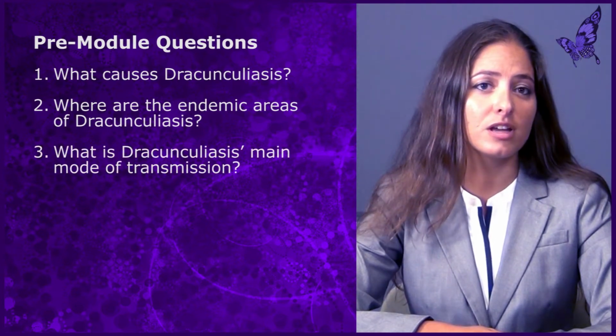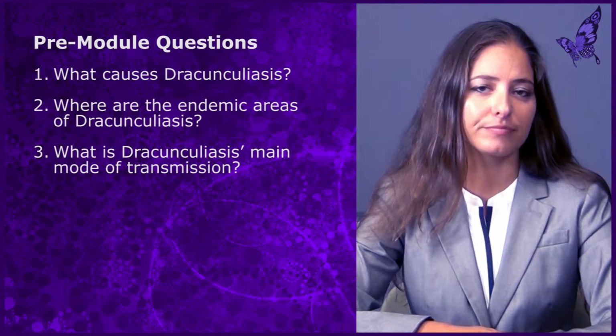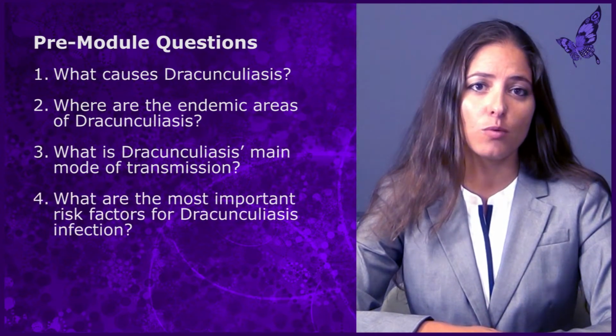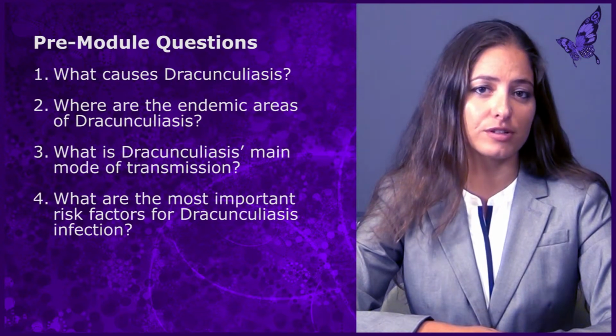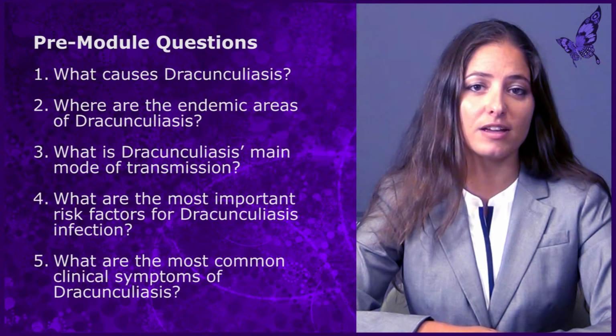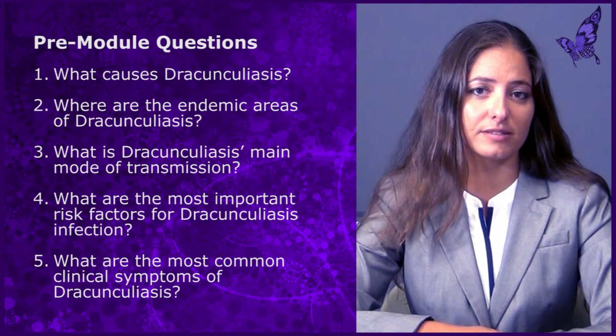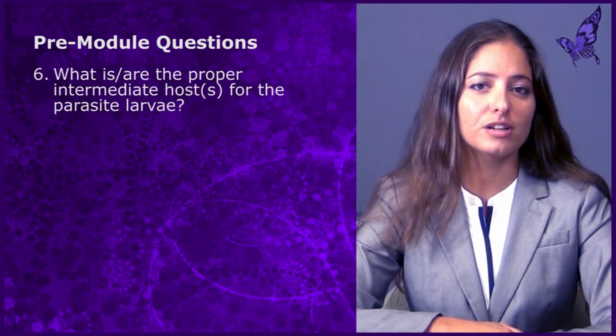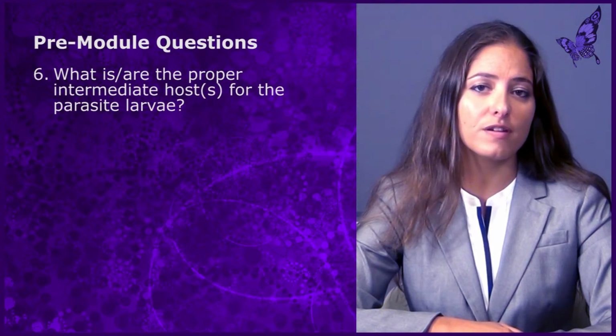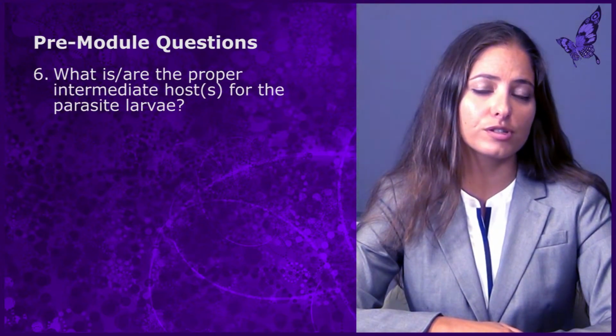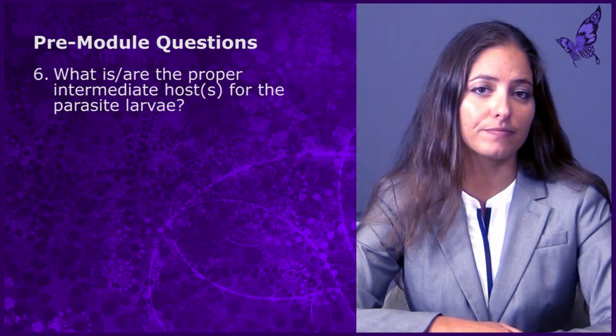Question number 3. What is dracunculiasis' main mode of transmission? Question number 4. What are the most important risk factors for dracunculiasis infection? Question number 5. What are the most common clinical symptoms of dracunculiasis? Question number 6. What is or are the intermediate host or hosts for the parasite larvae?